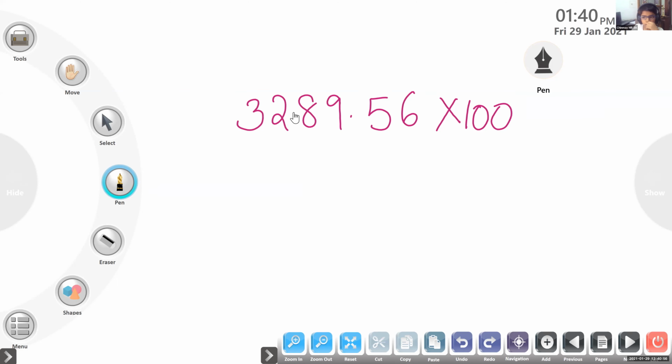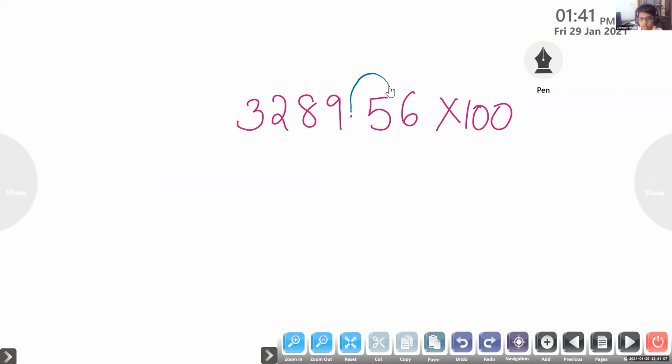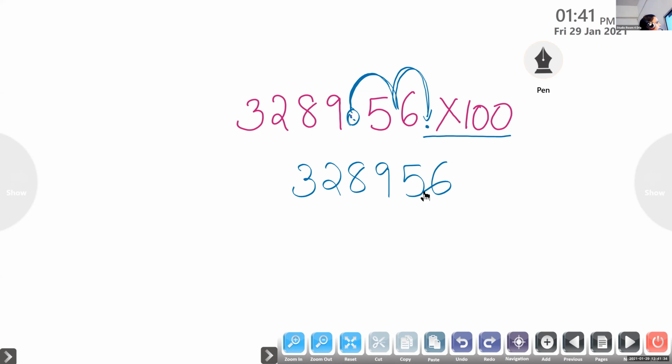What do we have to do? Move the point 2 steps in front. Front means what? Left or right? Multiply with 100. Towards the right. Right. So here 1, 2. So I will put the decimal point here, 1, 2. That means the answer will be 328956. Okay, so the answer is here.